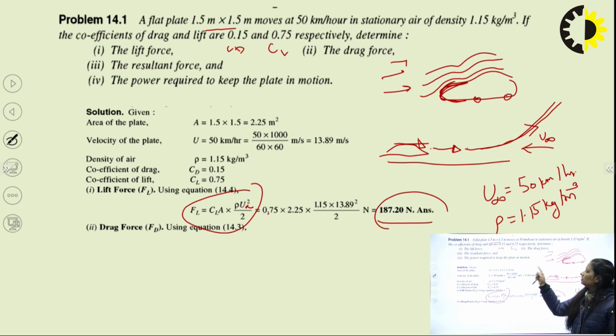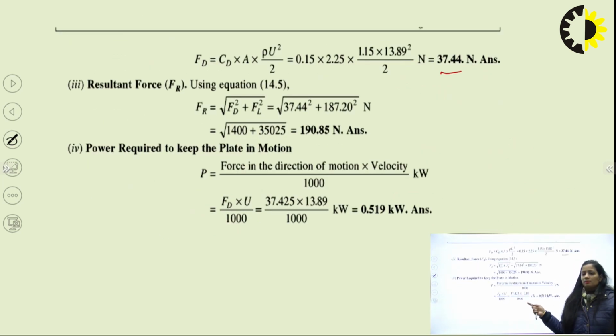The third question was the resultant force. How are you going to calculate the resultant force? It is simply Fr equal to root over FD square plus FL square. FD you have just calculated as 37.44 and FL was 187.20.